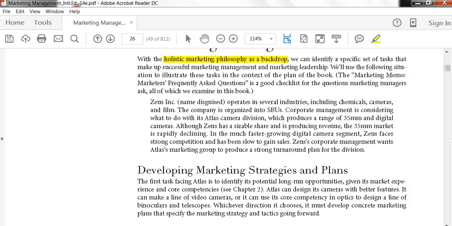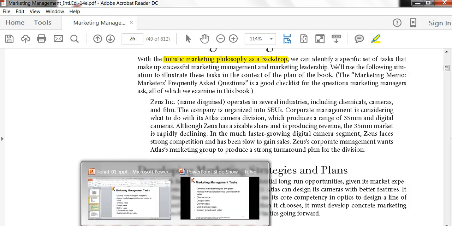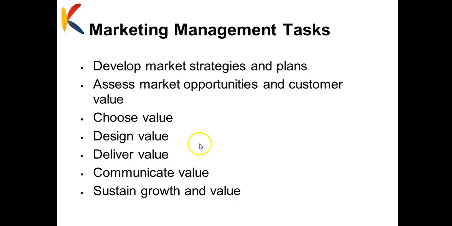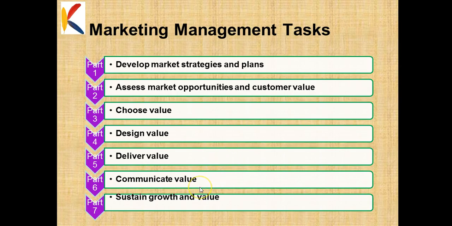Here, if you ask me, we have a challenge. Let's go to the presentation side. Here we have to develop strategies and plans. When we have a problem and an issue, we first make sure what our destination is, where we plan to reach, and then accordingly we set the strategies, and then we try to find out and assess the opportunities.